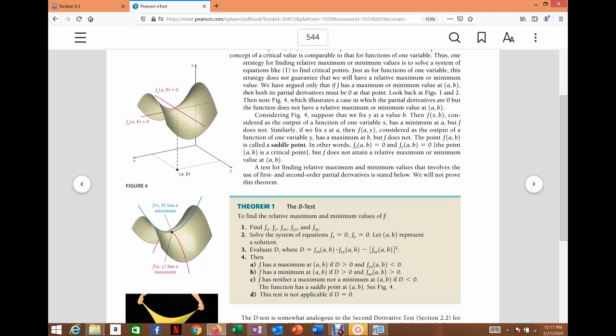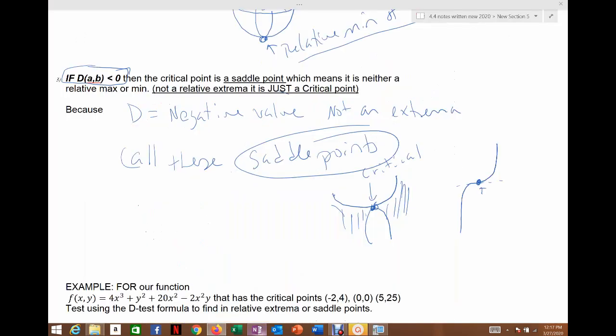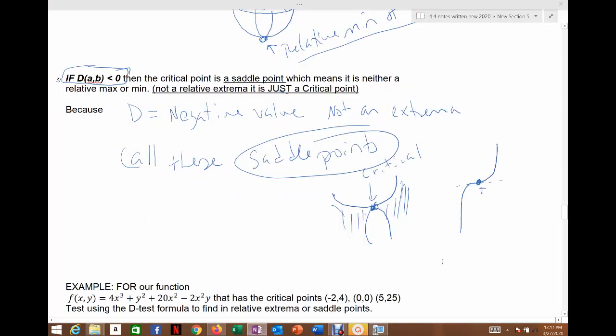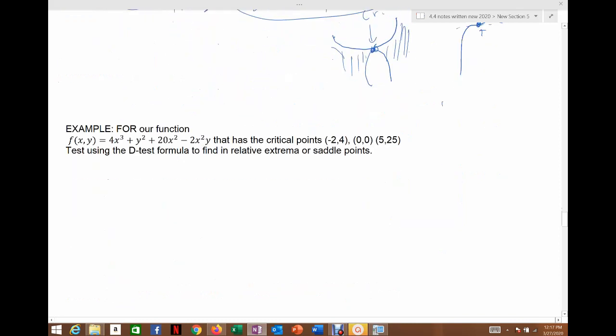It's not a peak or a valley. So we call it a saddle point in those cases, because that describes the picture. All right, so when we have those, that's what we'll be using. We're using that term, saddle point. Now we're going to do the example from above, and this is where we'll stop today.